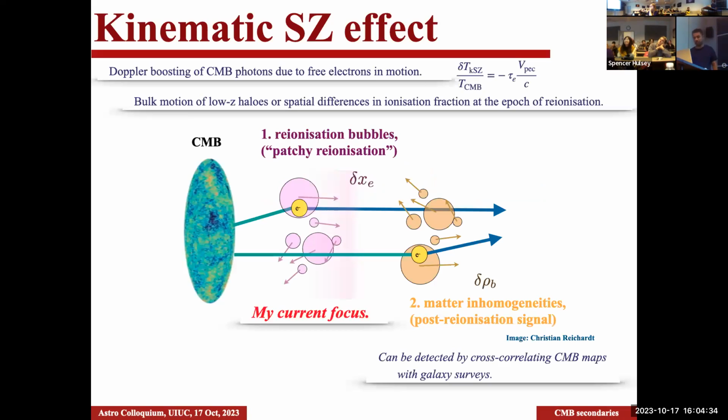This has been my interest for more than a year now. So what is KSZ and why is it useful? Like I said before, it comes from the fact that CMB photons are scattering off free electrons, but these free electrons are also moving. So it's Doppler boosting of CMB photons due to free electrons in motion. As you can see from the equation, it is proportional to two things. One is tau, the optical depth, which is the electron density, and the other is the peculiar velocity of electrons. If the electrons are not moving, there is no KSZ, and if there is no free electron density, there is also no KSZ.